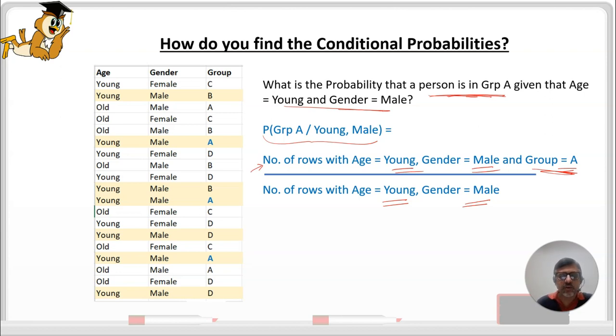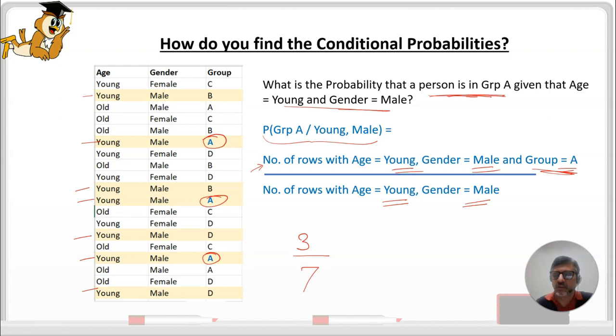Now let's find out the denominator first, right? So number of rows with age equal to young and gender equal to male, I have highlighted those rows here, here, here and so on. Right? So totally 7, right? So the denominator is 7. And the numerator, now out of these 7 rows, how many were observed to be in group A? 1, there is 2 and there is 3. Okay, so 3 divided by 7.